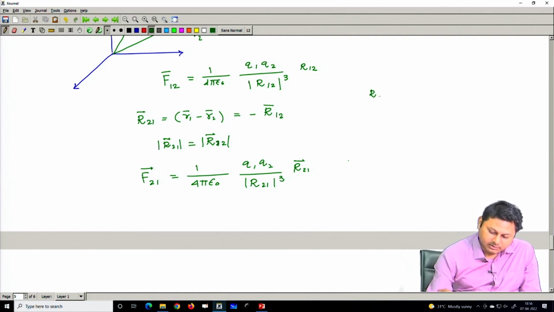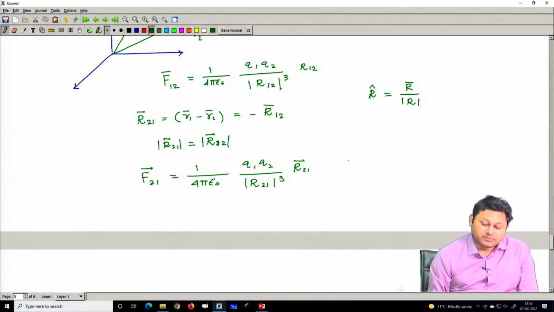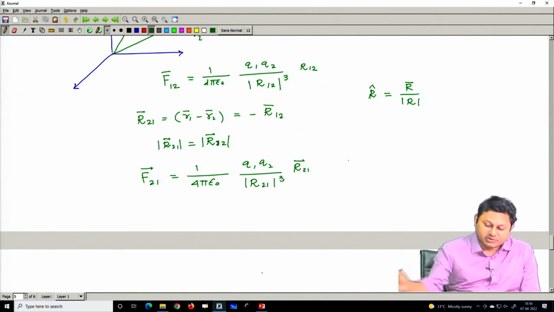So the R unit vector is simply represented by R vector divided by mod of R. So one additional mod of R is here on top of the R square, and that is why it is R cube.